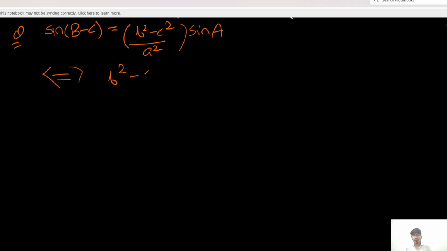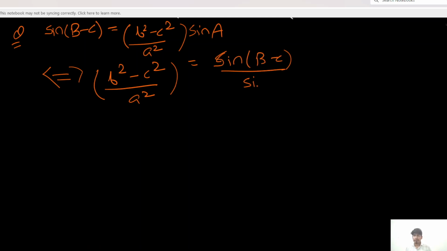Then our next question is, 1 minute. What is our next question? Next question, we have to prove sine of B minus C is equal to B square minus C square upon A square, into sine A. These are the sides of triangle ABC. We have to prove this one. It is enough to show that B square minus C square upon A square is equal to sine of B minus C upon sine A. If we prove this, then automatically this is proved.